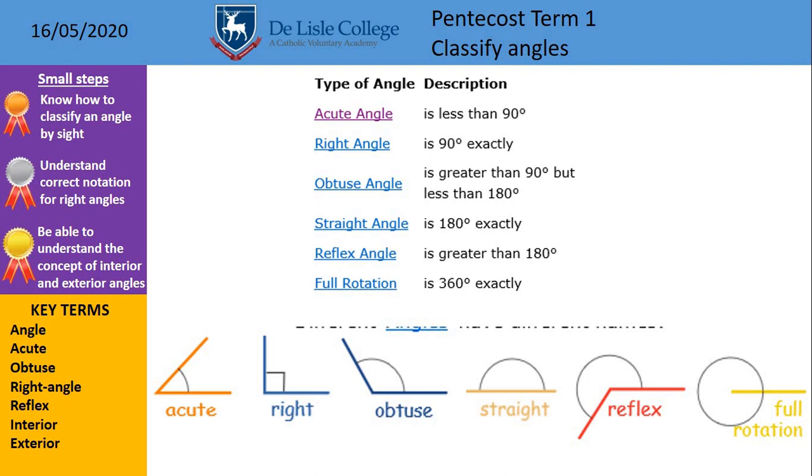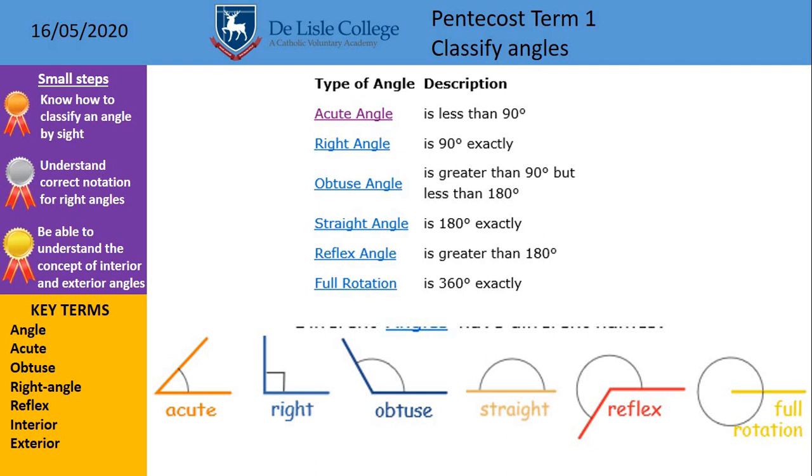An acute angle is one that is less than 90 degrees. A right angle is 90 degrees exactly. It cannot be anything else. An obtuse must be larger than 90, but less than 180 degrees. A straight angle, that's just our simple straight line, is 180 degrees. And reflex is anything greater than 180. And then we know that a full turn or full rotation is 360 degrees.